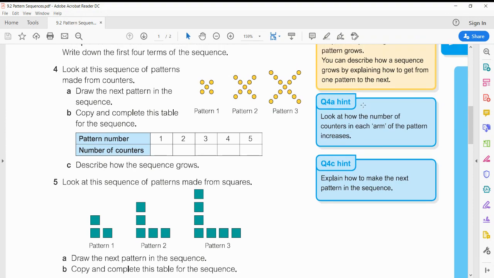Also, these hints are on the side, which is obviously a good place to go if you don't understand something. And then part C, describe how the sequence grows. Well, it's plus 4 each time, isn't it? We just talked about that.